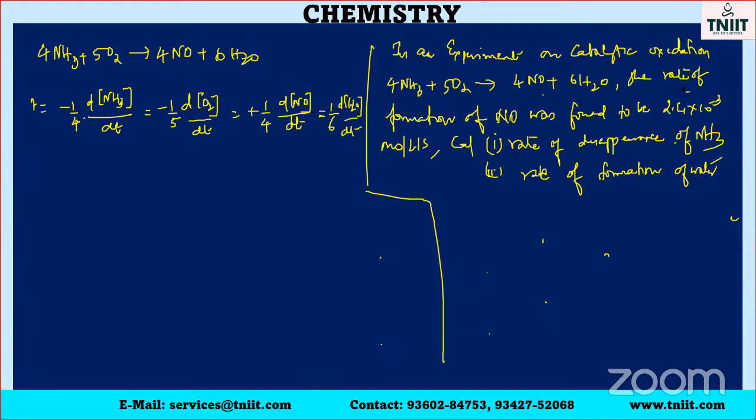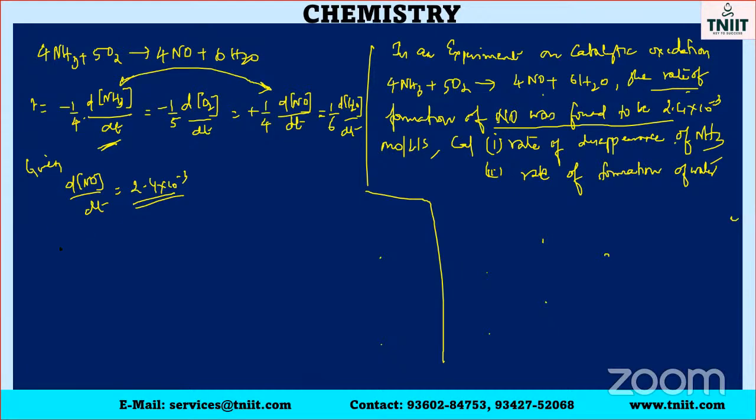What is it that they've given in the question? They've given the rate of formation of NO. That means they've given the change in concentration of NO with respect to time. What's the value they've given? It's given as 2.4 into 10 to the power minus 3 moles per liter per second. And they're asking you the rate of disappearance of ammonia, the first question. So what we can do is equate these two equations.